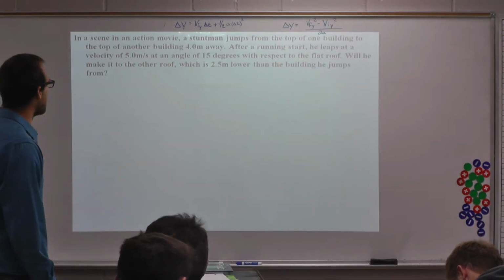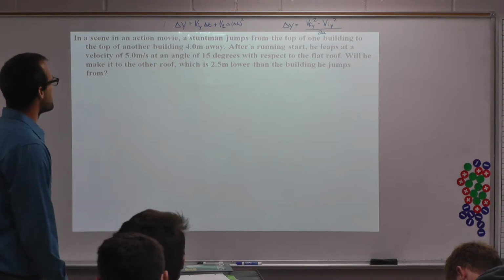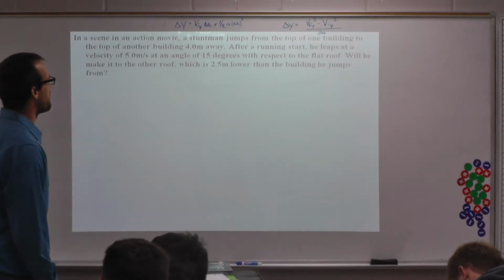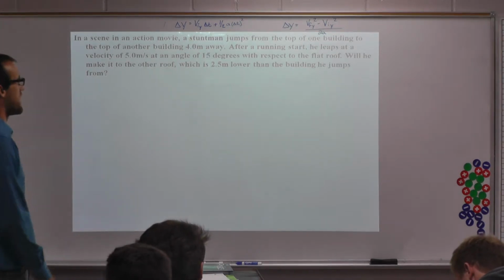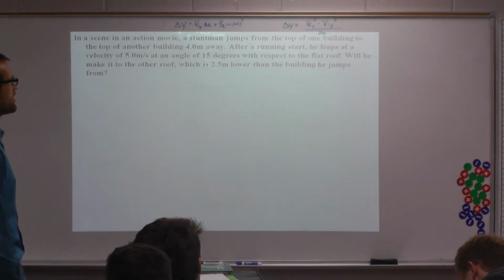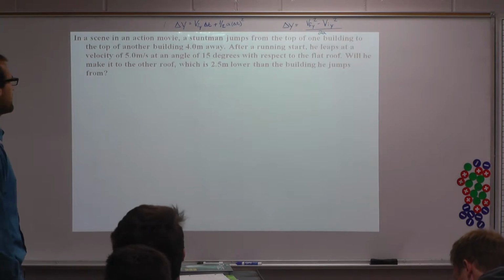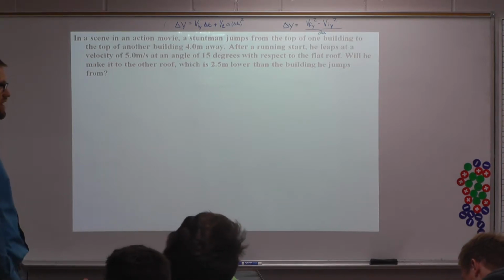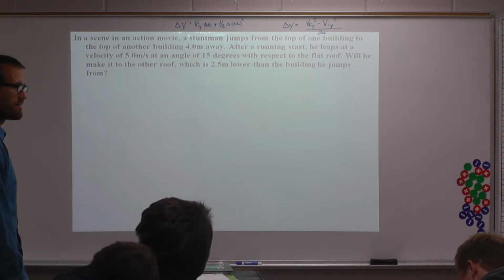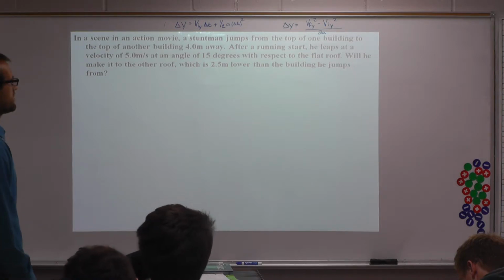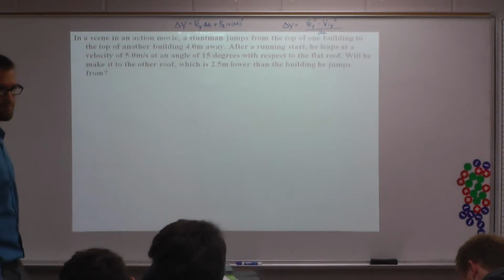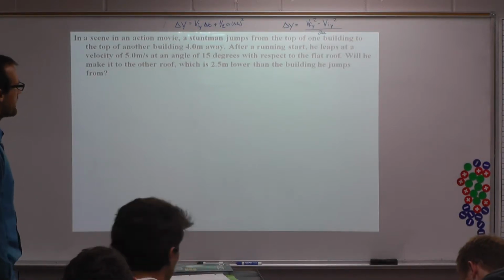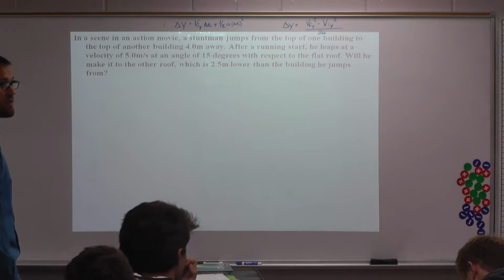In a scene in an action movie, a stuntman jumps from the top of one building to the top of another building 4.0 meters away. After a running start, he leaps at a velocity of 5.0 meters per second at an angle of 15 degrees with respect to the flat roof. Will he make it to the other roof, or will he die? So is it a yes or no answer? Yeah, but you need to prove it with mathematics.